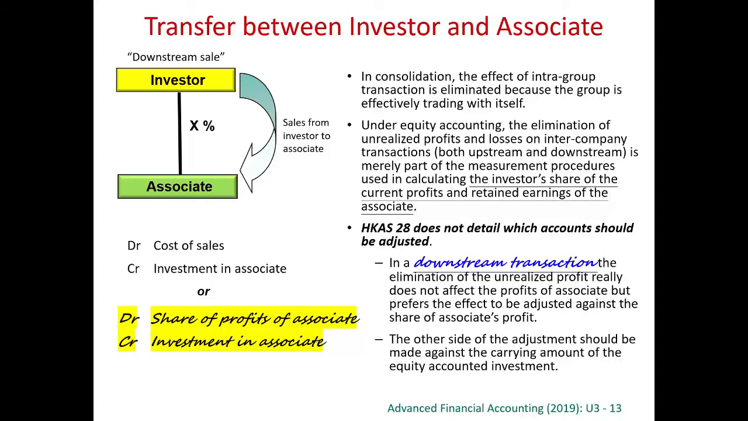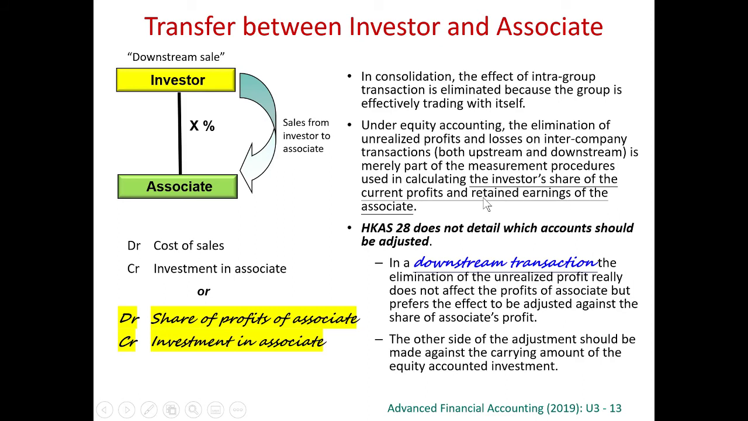Now we should know the basic mechanism for the investment in associate. We understand that there may be intercompany transactions between the parent and the associate. If this is the case, we need to eliminate the intercompany transaction. Under equity accounting, the elimination of unrealized profit and loss on intercompany transactions is merely part of the measurement procedure used in calculating the investor's share of the current profit and the retained earnings.